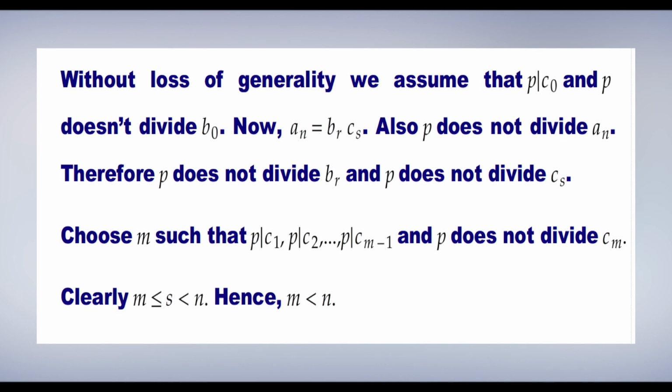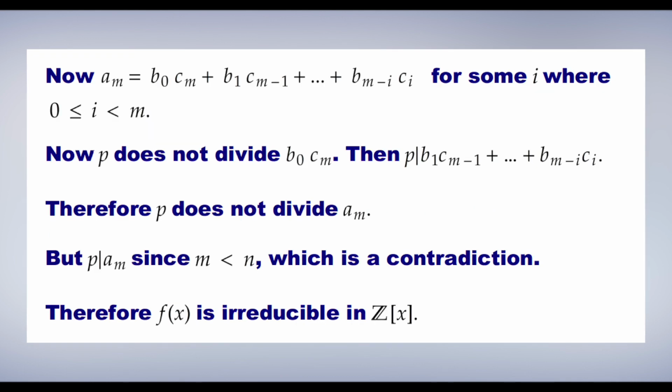Choose m such that p divides c1, p divides c2 and so on, p divides cm-1 and p does not divide cm. Clearly, m is less than or equal to s, which is less than or equal to n. Hence, m is strictly less than n. Now, am is equal to b0 cm + b1 cm-1 + and so on + bm ci for some i where 0 is less than or equal to i less than m.